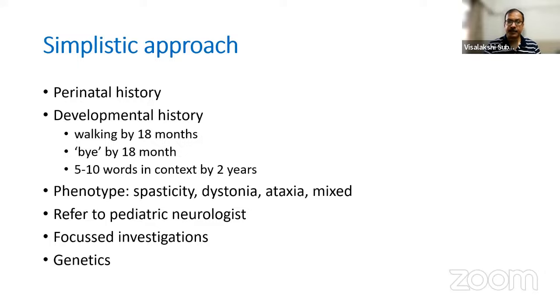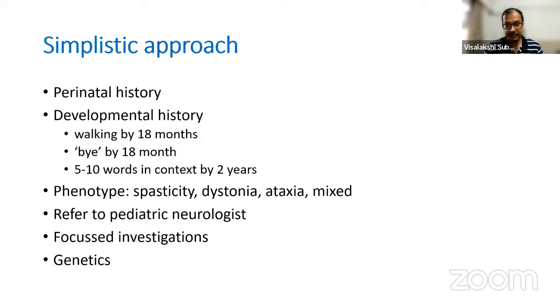And if they're not able to speak 5 to 10 words in context by 2 years of age, and when I mean context, if they're saying mama, then they are calling the mama. They're not saying mama to any random person. So, in context, if they're not able to say these many words, then you need to think there's something wrong here. And then it's useful to fit them into a particular phenotype.